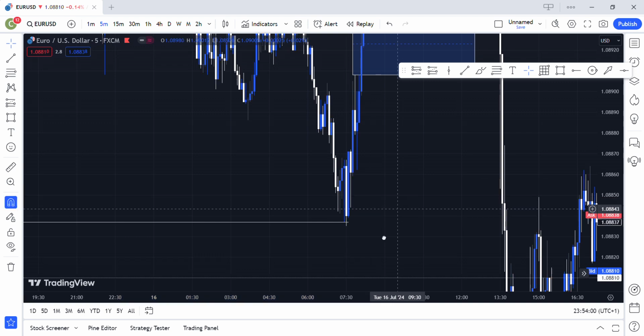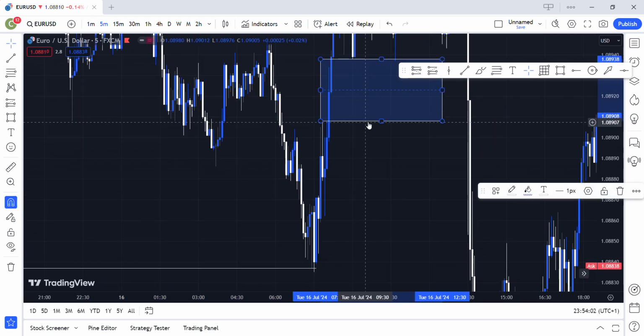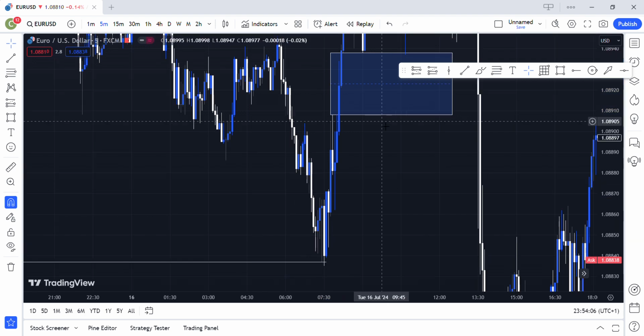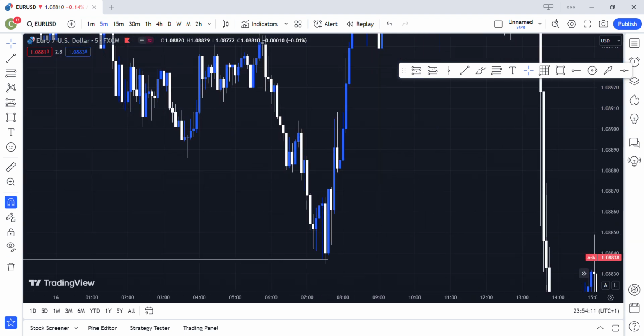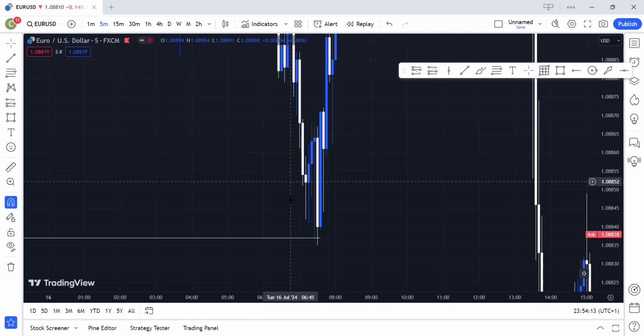So what we'll be looking for now is a break of structure. This is probably what we're looking for. So you can see here, the candle that we sweep on is this candle. So now we're looking for a high to be broken. You can see here, we've got a high to be broken.